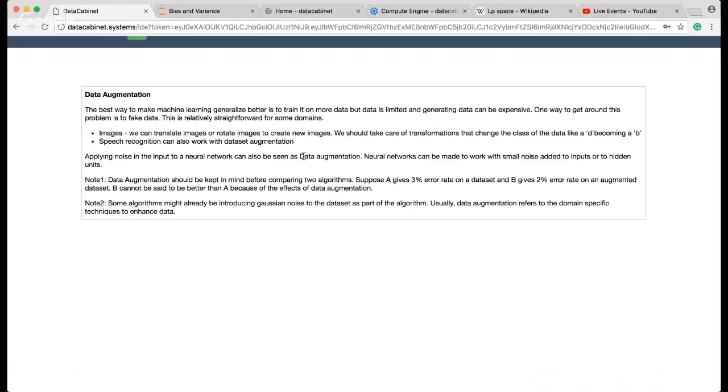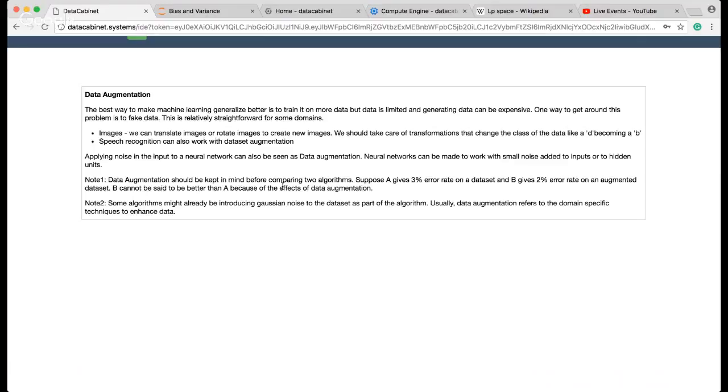Ian Goodfellow's book notes that data augmentation should be taken into account before you compare two algorithms. If one algorithm gives a 3% error rate on a certain data set, and another algorithm gives 2% on an augmented data set, you don't want to just say that the 2% one is better than the 3% one, because the 2% one got better augmented data. Also, sometimes some algorithms might be naturally not susceptible to noise, because they account for Gaussian noise inside of the algorithm itself.